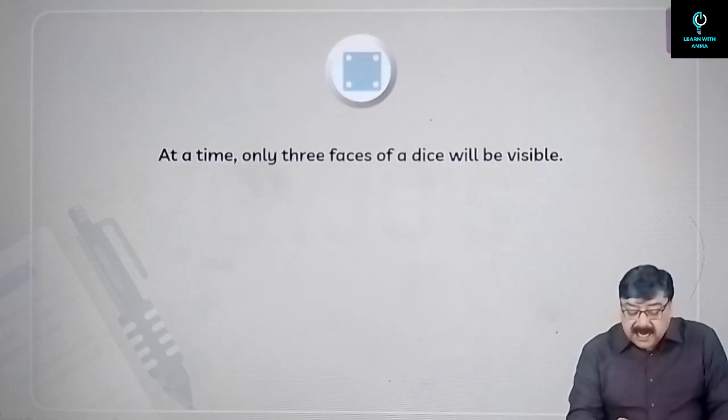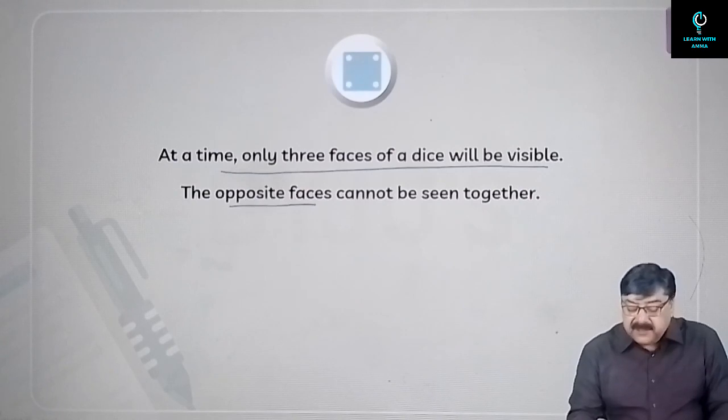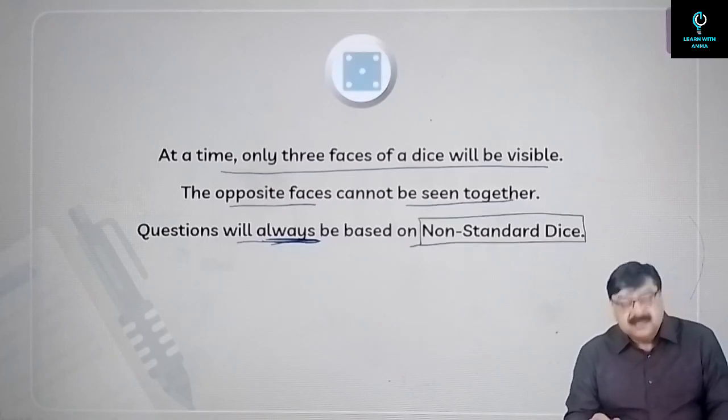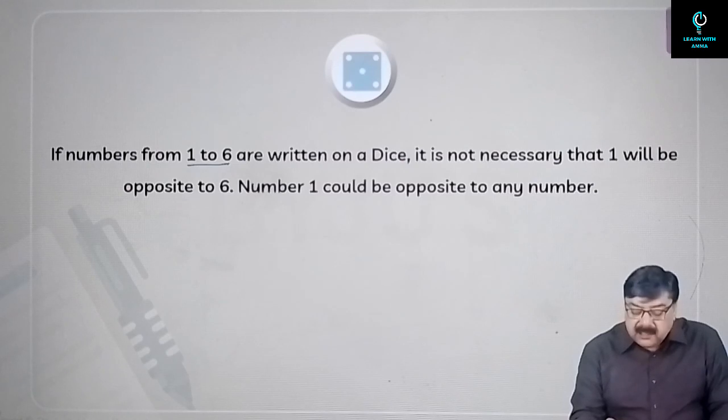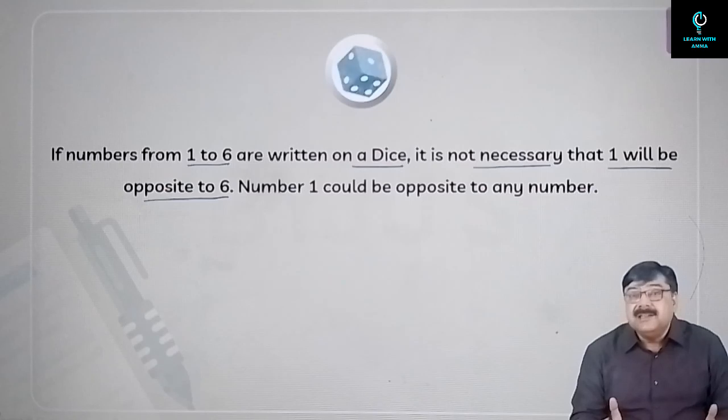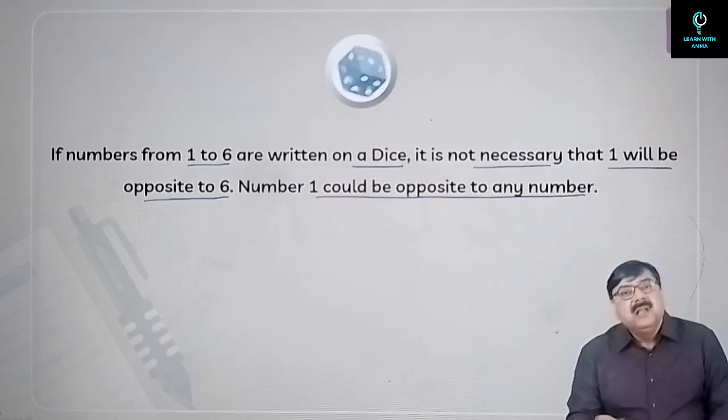So as we discussed, at a time only 3 faces of a dice will be visible. The opposite faces cannot be seen together. Questions will always be based on non-standard dice. If numbers from 1 to 6 are written on a dice, it is not necessary that 1 will be opposite to 6 or 2 will be opposite to 5 or 3 will be opposite to 4, because it is not a standard dice, it is a non-standard dice. So number 1 could be opposite to any number.